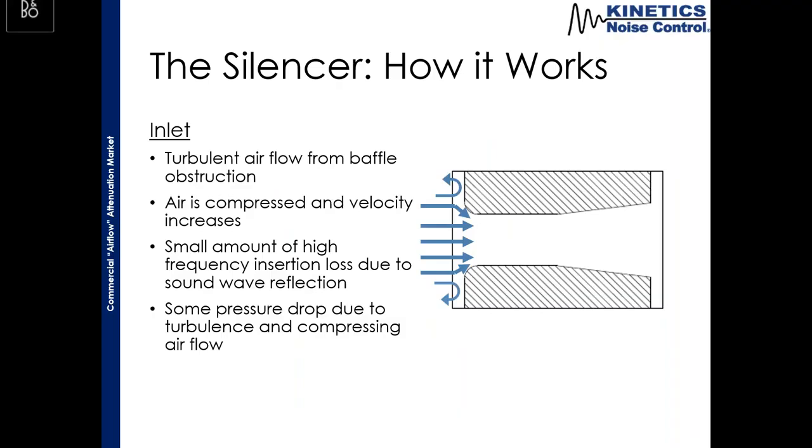There's three stages on how the silencer works, starting with the inlet. This is where we're going to see a lot of that turbulent airflow. This is where the airflow first encounters the silencer. As that air hits the baffle, we're going to get some turbulence that happens there. That air is then compressed into the air gap, and so we find that the velocity increases as that air is compressed. We'll have a small amount of insertion loss that happens here, specifically in the high frequencies, just due to some sound wave reflection off of the baffles. And then we get a small amount of pressure drop here due to the turbulence and the compression of the airflow as well.